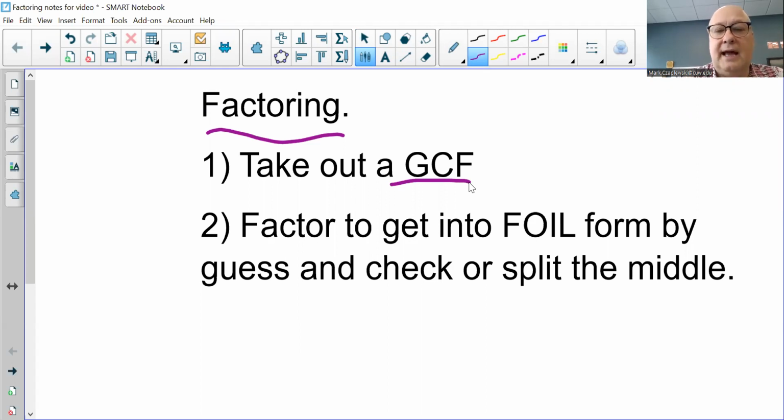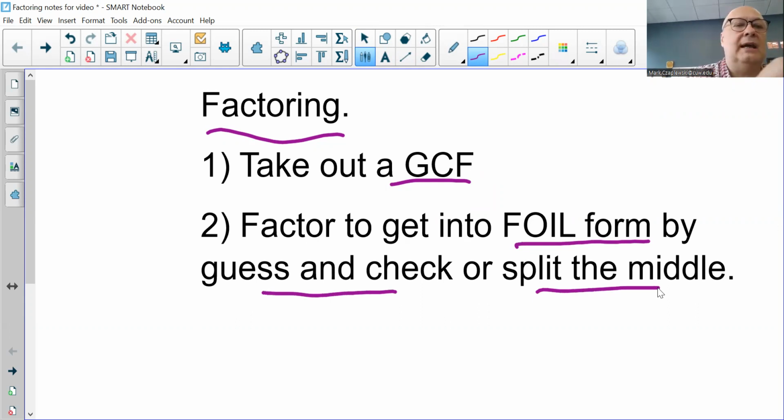The second step, then, this is what you did last year and the previous year, is to get your expression or equation into factored form. And there's two methods to do that. One is guess and check, and one of them is split the middle. So I'm going to go through both of them to give you an idea.